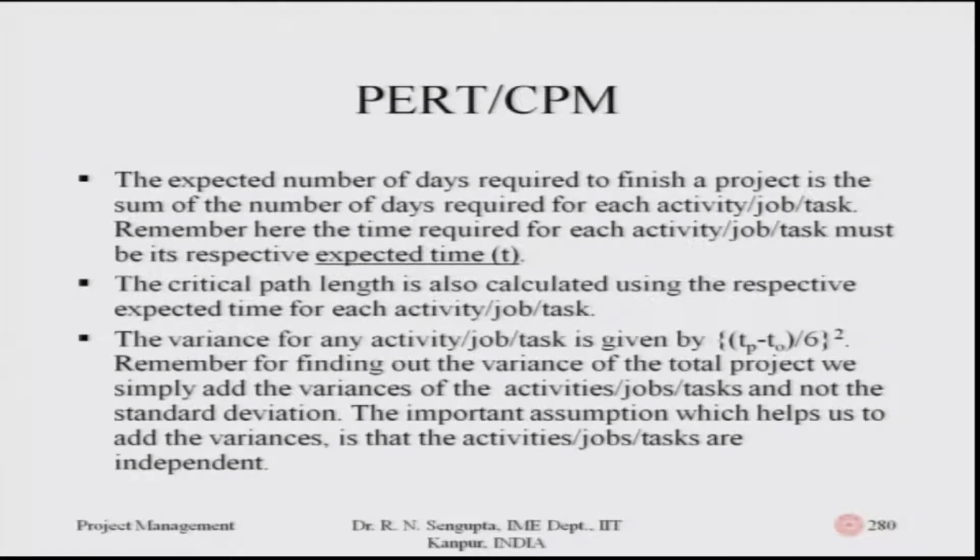I am going to read it again. Remember, for finding out the variance of the total project, we simply add the variances of the activities. Do not add the standard deviations; we add the variances of the activities and not the standard deviations. The important assumption which helps us to add the variances is that the activities and the jobs are independent of each other. This is point number 1 for this third bullet point.